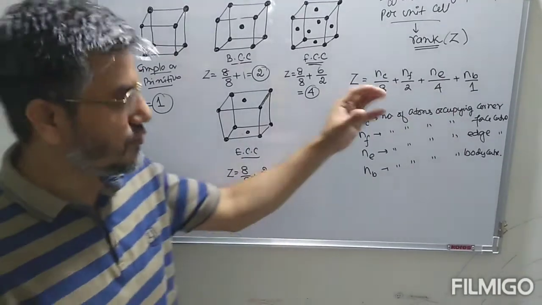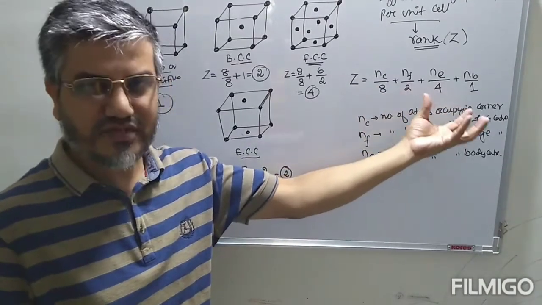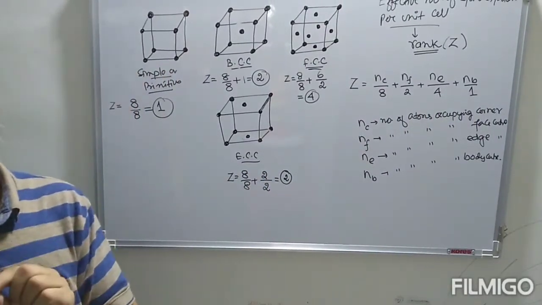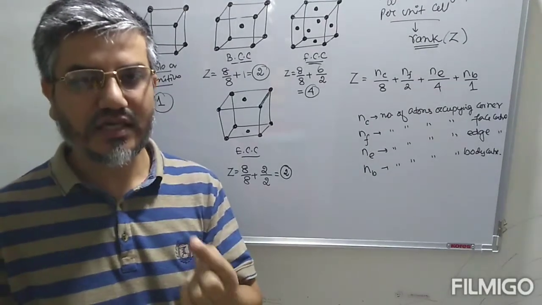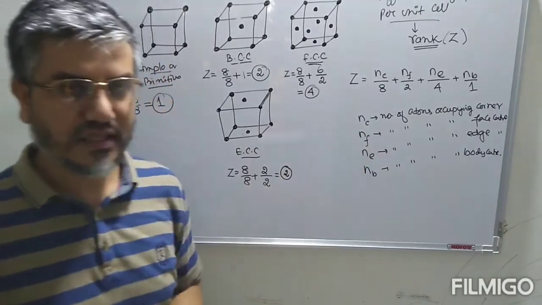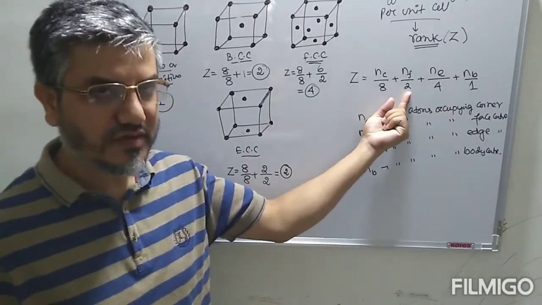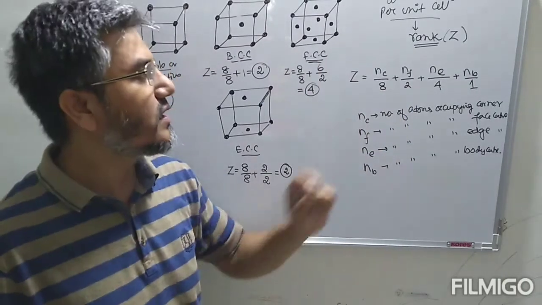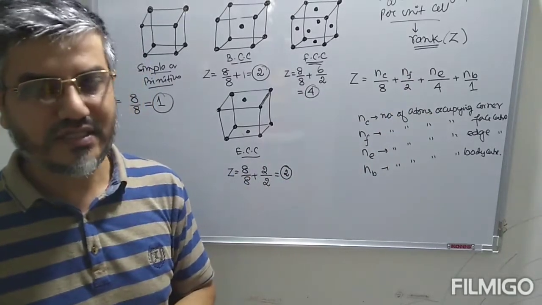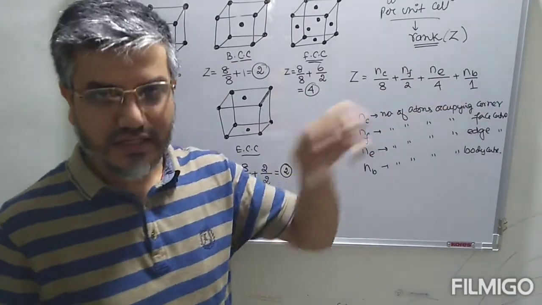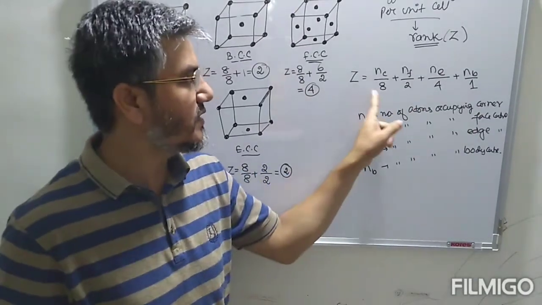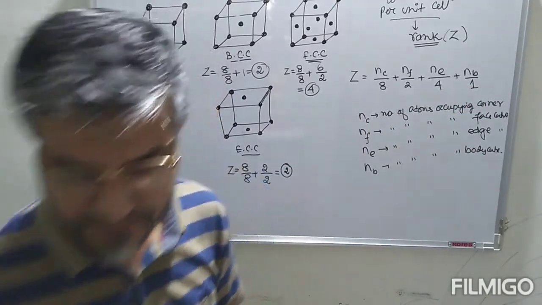So once we identify the lattice points, we can easily define the effective number of atoms per unit cell. But to define this, we have to take the simplest formula, and the point to be remembered is each corner atom is equally shared by 8 unit cells. So the contribution is 1/8. Each face is equally shared by 2 unit cells, so contribution is half. Each edge is equally shared by 4 unit cells, so contribution is 1/4, and each unit cell has one body center, that is only 1. So this is the effective contribution.